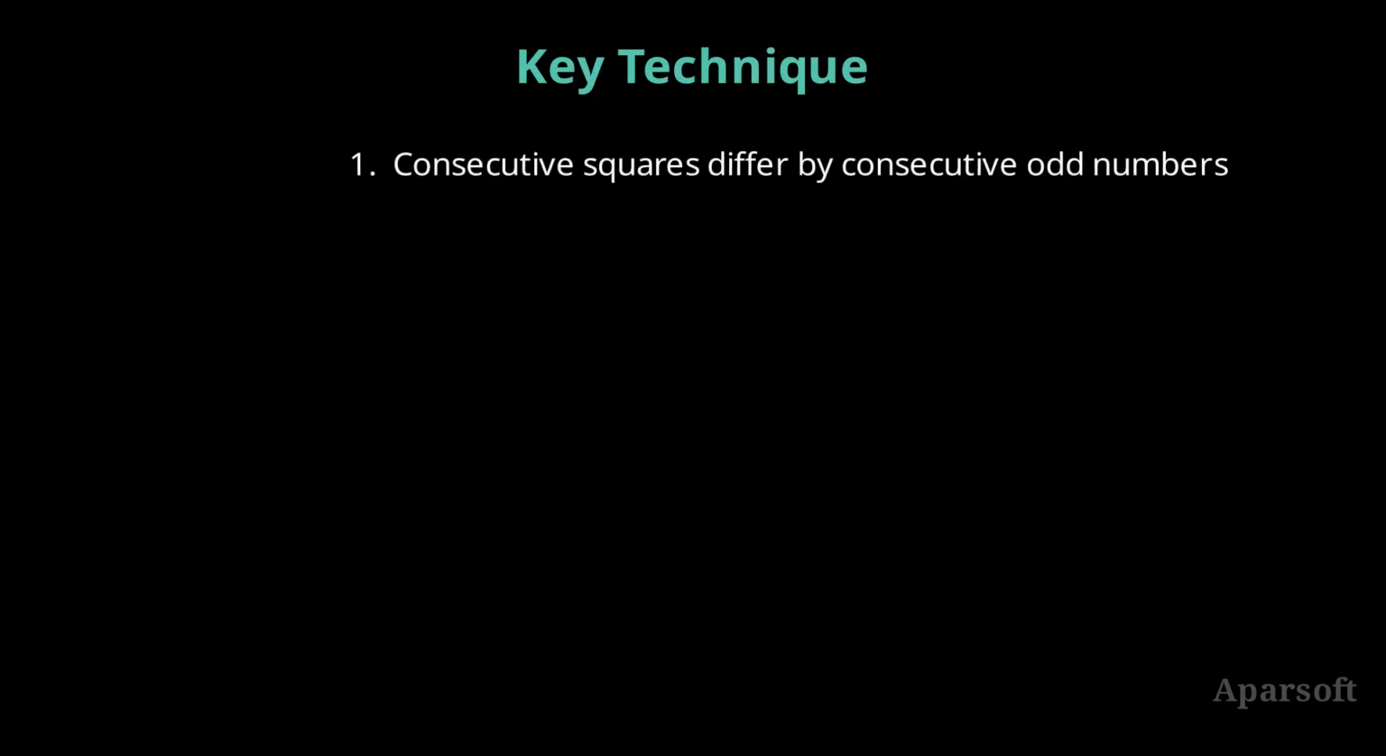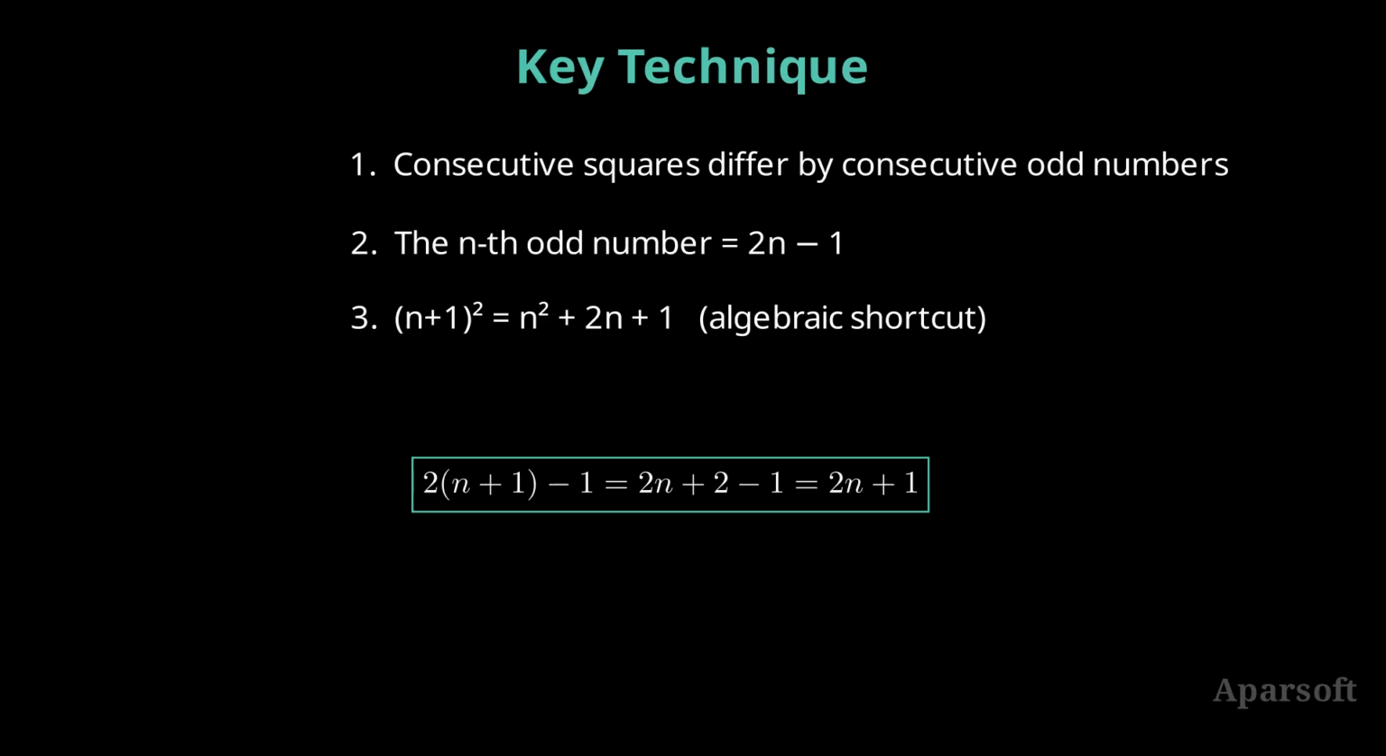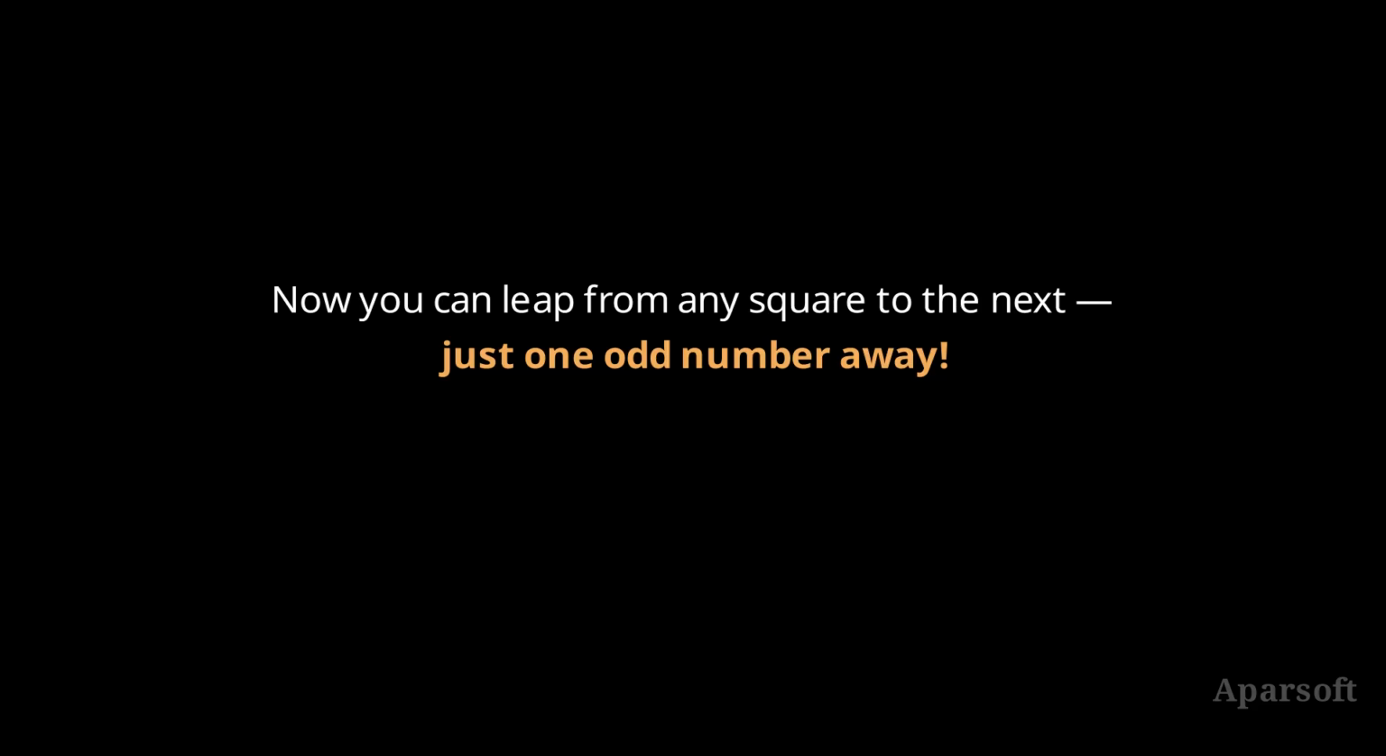Here is your reusable method. First, consecutive squares differ by consecutive odd numbers. Second, the nth odd number is 2n minus 1. Third, the algebraic shortcut. n plus 1 squared equals n squared plus 2n plus 1. Keep these in your toolkit. And notice, 2 times n plus 1 minus 1 equals 2n plus 1. So the odd number pattern and the algebraic identity are actually the same thing. Just remember, n is the number you already know. Now you can leap from any square to the next, just one odd number away.